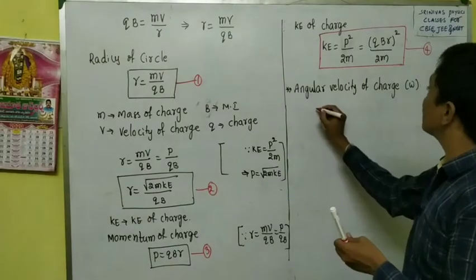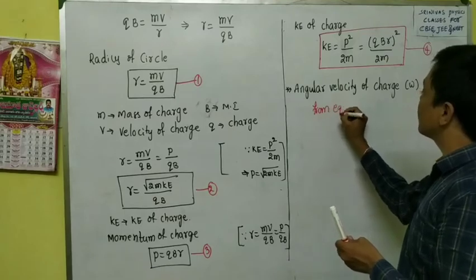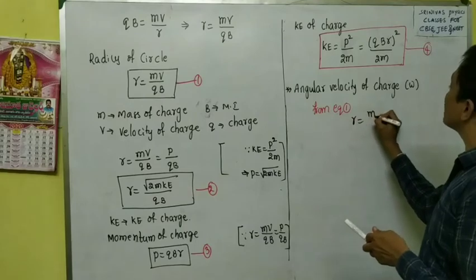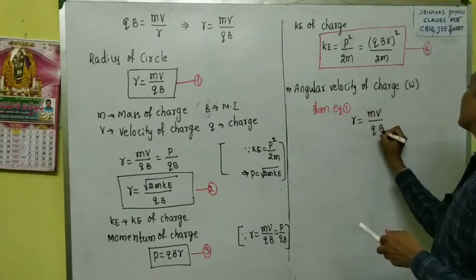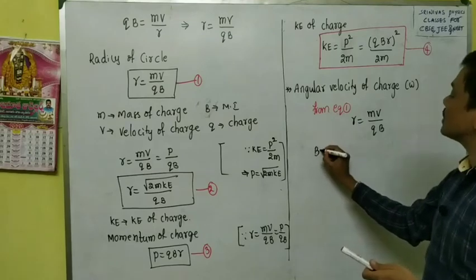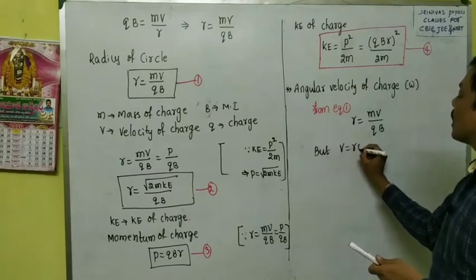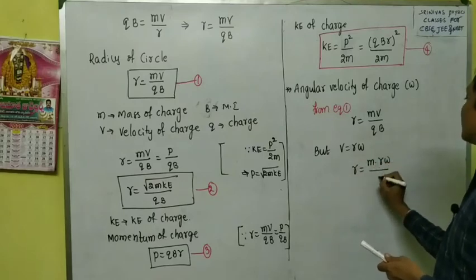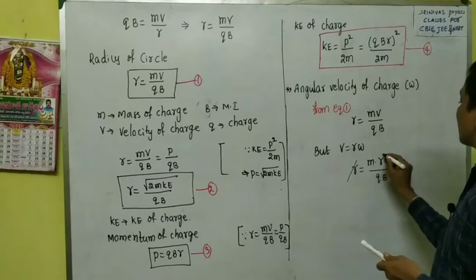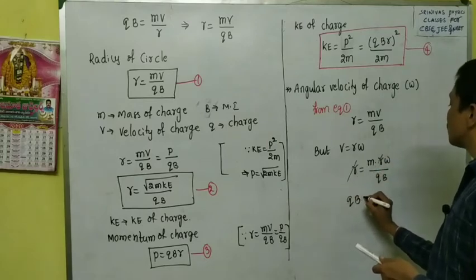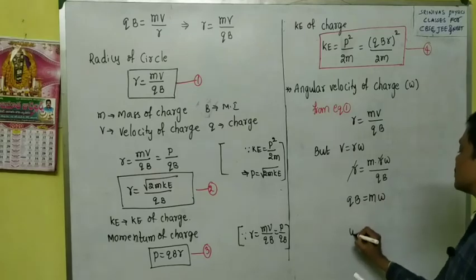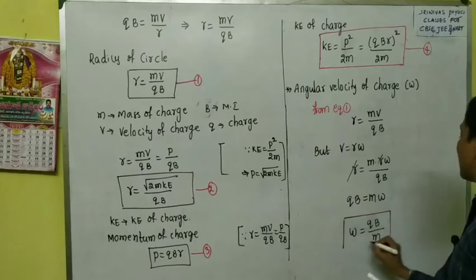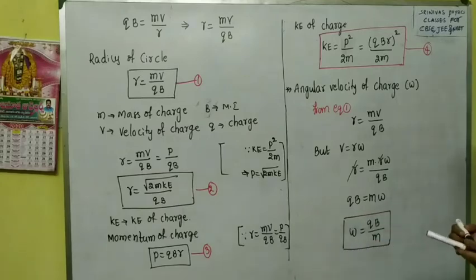From equation 1 we write r is equal to mv by qb. We know the relation between linear velocity and angular velocity: v is equal to r omega. This we substitute in the above equation: m into r omega by qb. This r will cancel. Then qb is equal to m omega, and omega is equal to qb by m. This is the angular velocity of the charged particle.